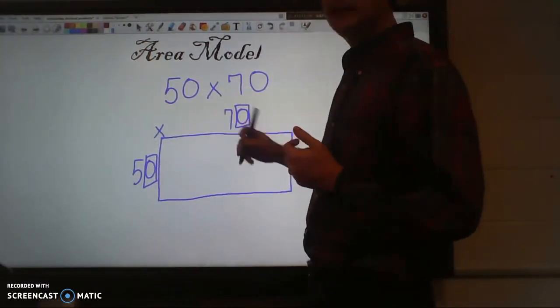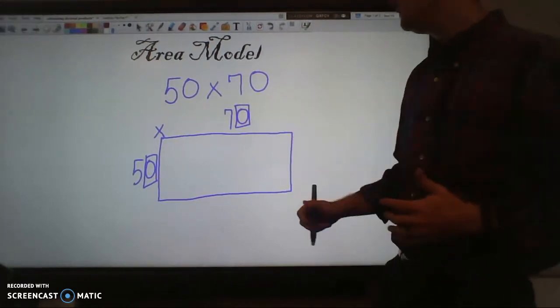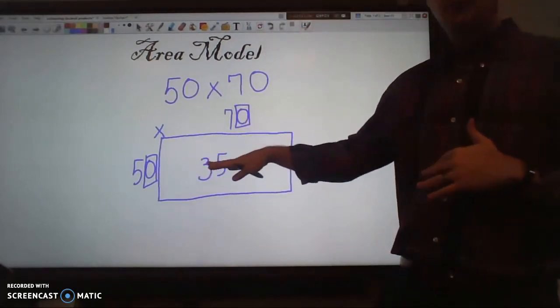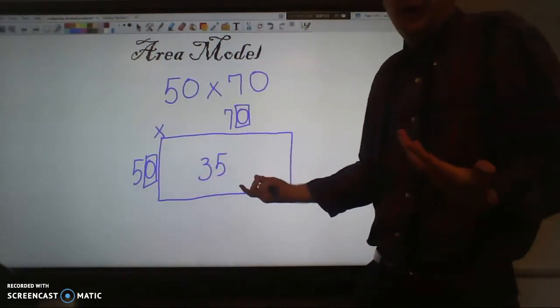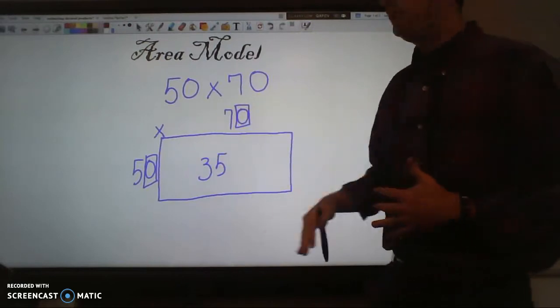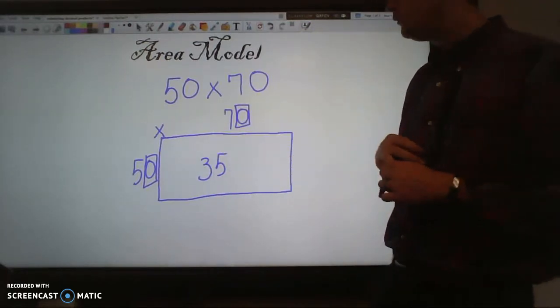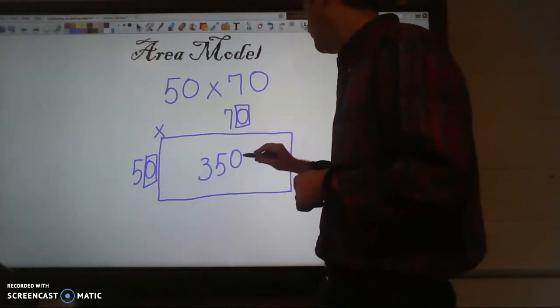5 times 7. 5, 10, 15, 20, 25, 30, 35. So I'll put 35 in here. And I always put it in the middle for right now because that's where we kind of put area. Like if we were thinking about the area, this is what the area would be, inside of this 2D shape, this rectangle. And now I boxed 2 zeros, so I'm going to add 2 zeros back.